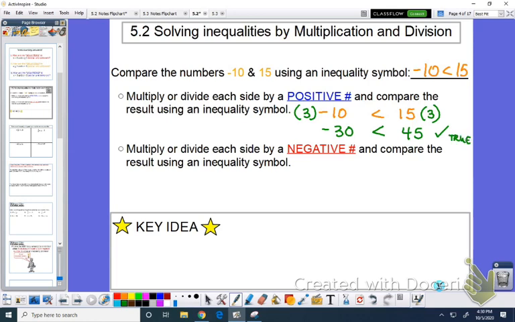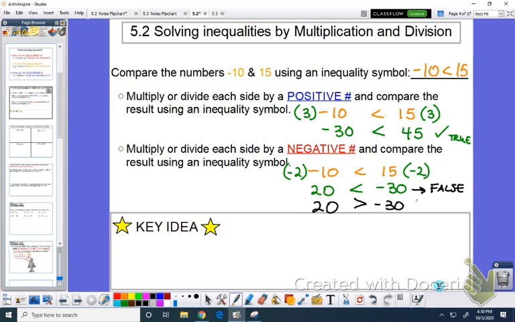Now we're going to try the same inequality. We're going to take negative 10 less than 15, and we're going to multiply both sides by a negative number. I'm going to do negative 2. Multiply by negative 2 on both sides. Now negative 2 times negative 10, we get a positive 20, less than 15 times negative 2, which is negative 30. We should know that 20 is not less than negative 30, so that's false. And this is where we have to switch the symbol when we multiply or divide by a negative. So just remember that.